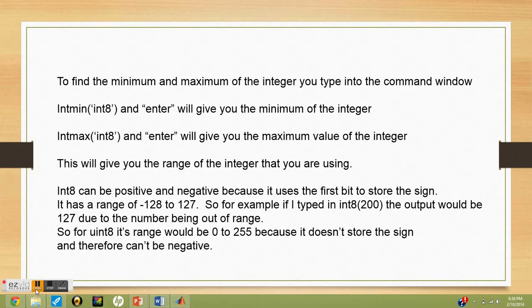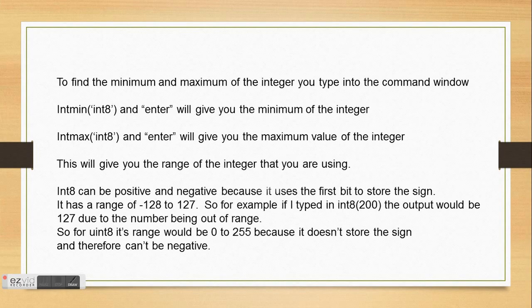Int 8 can be positive and negative because it stores the sign in the first bit. So the range is negative 128 to 127. So if I typed int 8 200, the output would be 127 due to being out of range. And uint 8 would be 0 to 255.